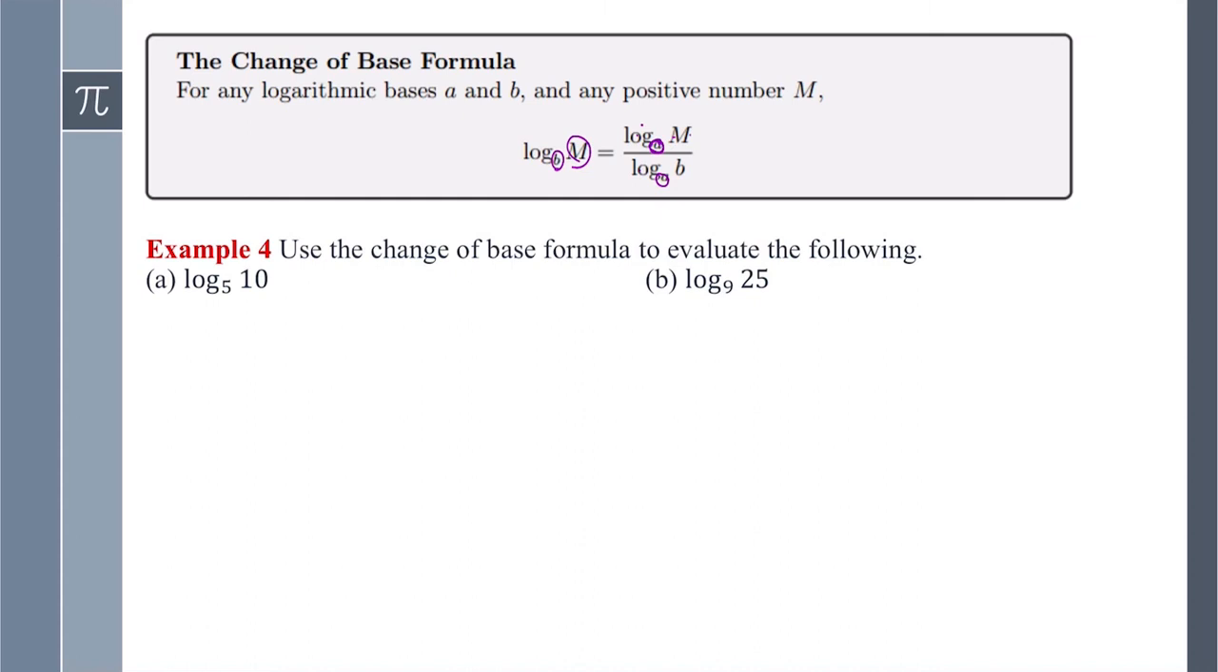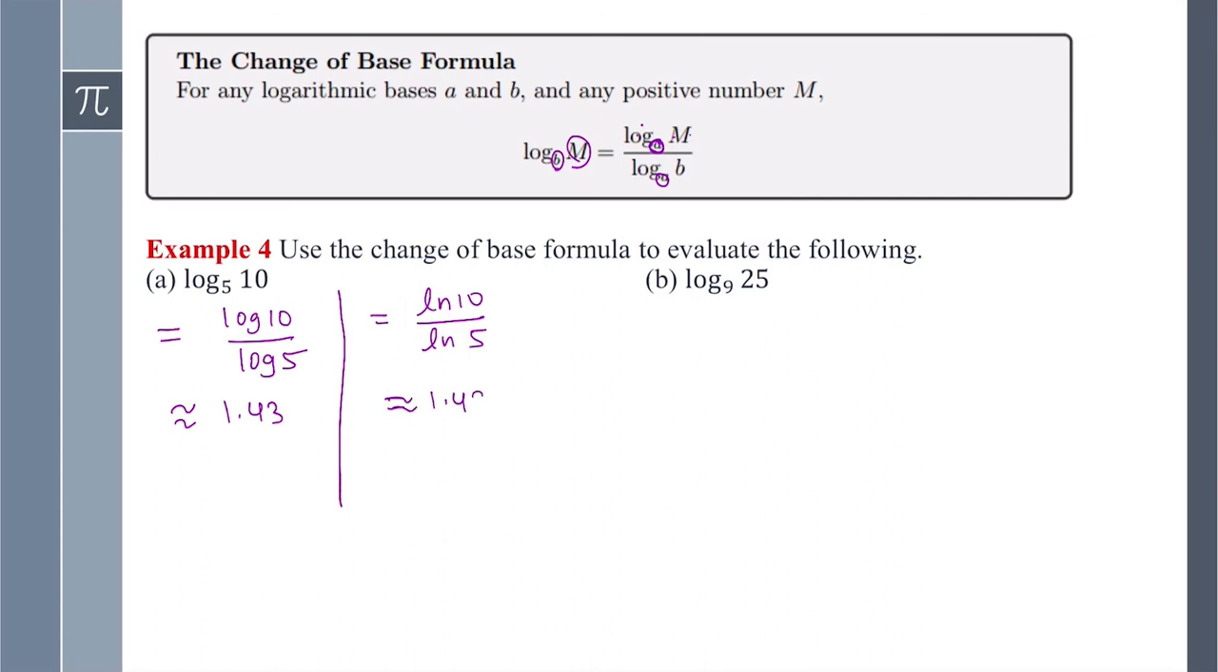Okay, so first let's go ahead and change this to a common log. So if we are changing this to a common log, then we write log 10 divided by log 5. Okay, and then if you put that in your calculator, this is what you are going to get, approximately 1.43. Now you can also do this. You can change this to a natural log. So you can write natural log of 10 divided by natural log of 5. If you do that, you still get the same thing, 1.43.